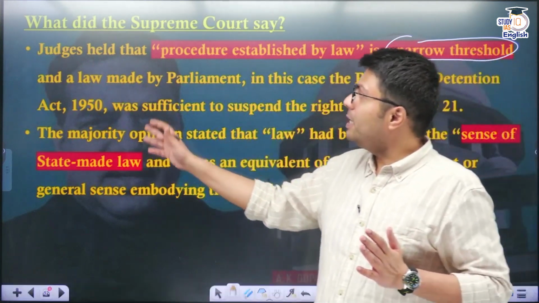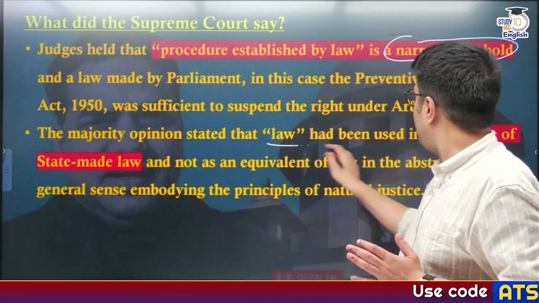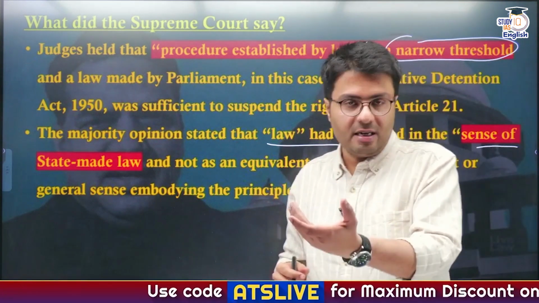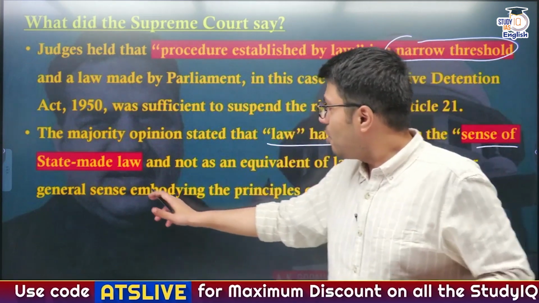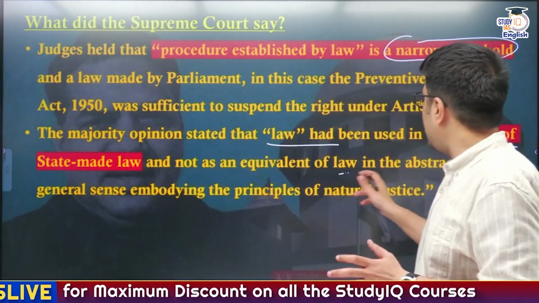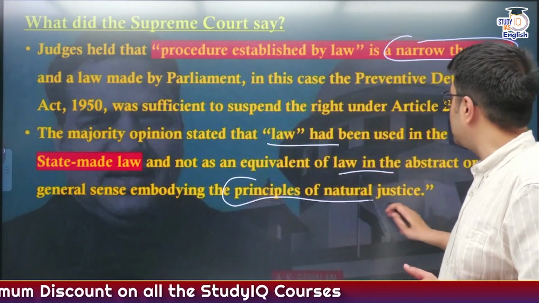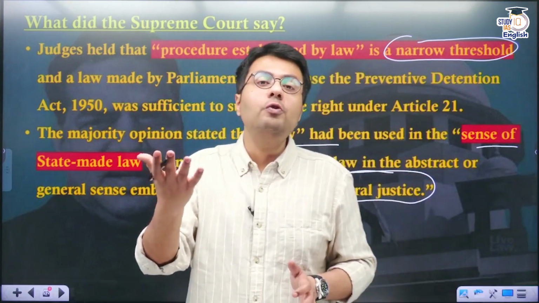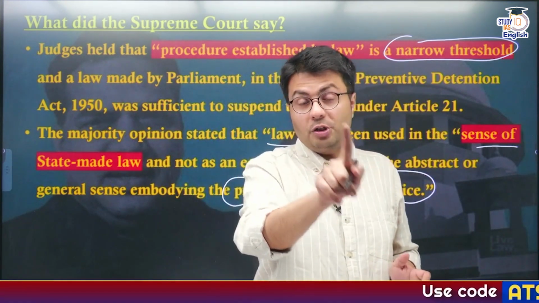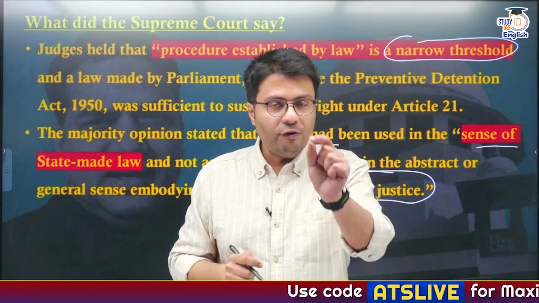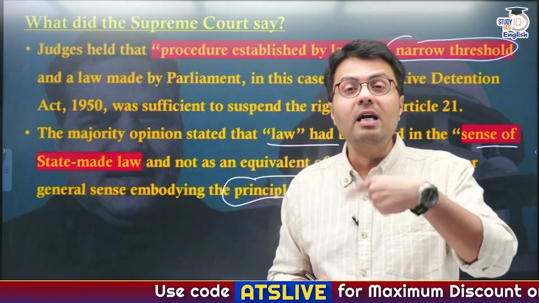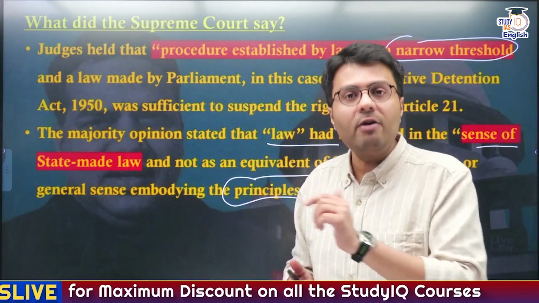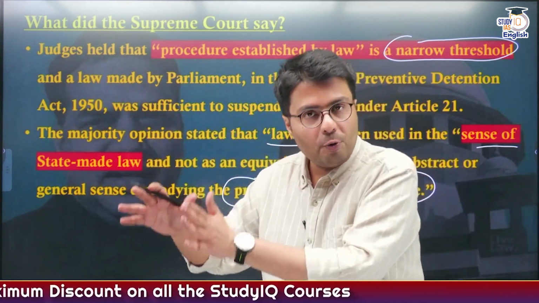And the majority opinion of the Supreme Court held that law means law made by the state itself, and it need not fulfill the broader aspects of principles of natural justice. Understood? So this was the interpretation of the Supreme Court in the A.K. Gopalan judgment of 1950. That first of all, the protection of Article 19 is not available to people who are under jail right now. It is only available to people who are free.